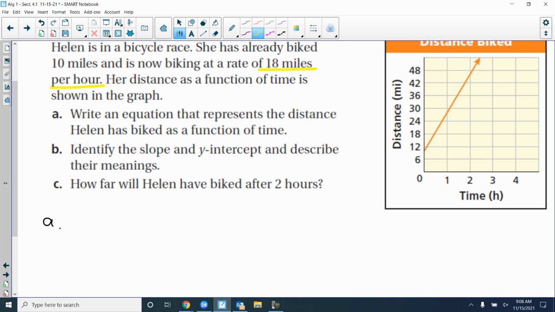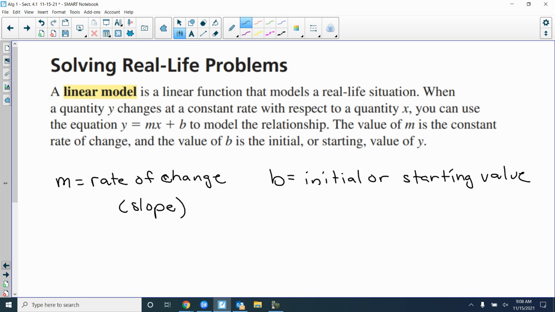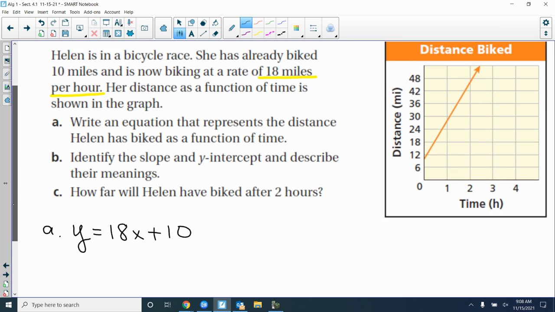Gavin, what do you think the equation would be? 18x plus 10. Okay, yep. You've got to put down y equals. So y equals 18x plus 10. Now we talked about in the last slide, M is your rate of change. Your slope is your rate of change, and in this case the rate of change would be miles per hour. B is your initial or starting value. All right, look at B.